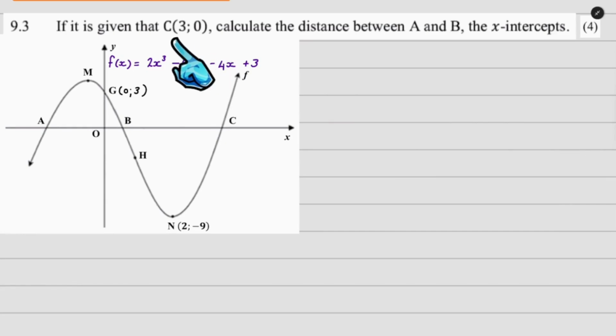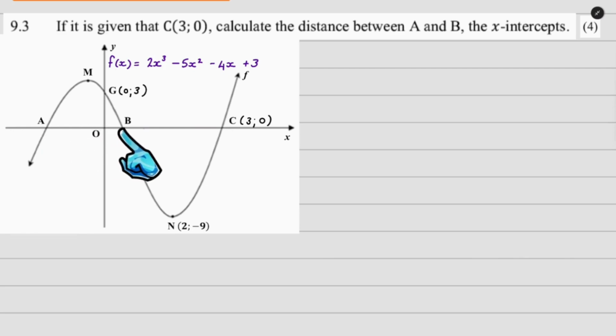Okay, so now we've been given the point C. It's 3 and 0. So let's fill that in on our sketch quickly. And now with that point, we need to calculate the distance between A and B, the x-intercepts. So we need this distance here from A to B. Okay, to do that, we're going to need the coordinates A and B. And A and B are very special coordinates.